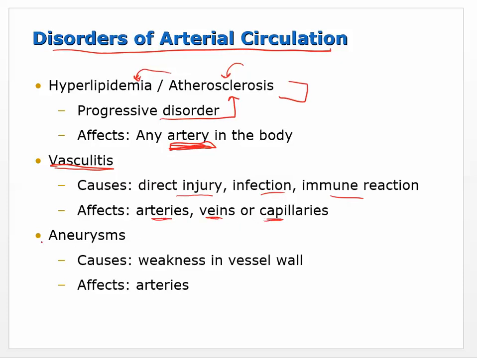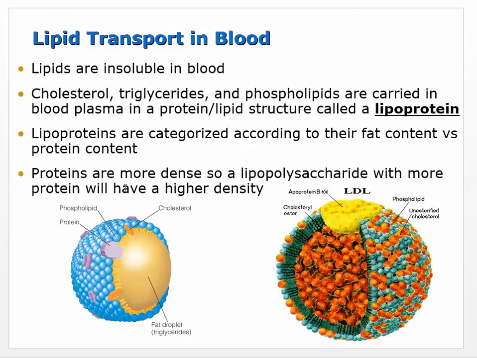And then we're going to talk about aneurysms. Okay, and this is primarily caused from a weakness in the vessel wall. So again, we're talking about vessels. We're talking about a weakness that causes it to kind of balloon out or kind of push through that weakness. Okay, and that generally affects arteries or something that's under a little more pressure.